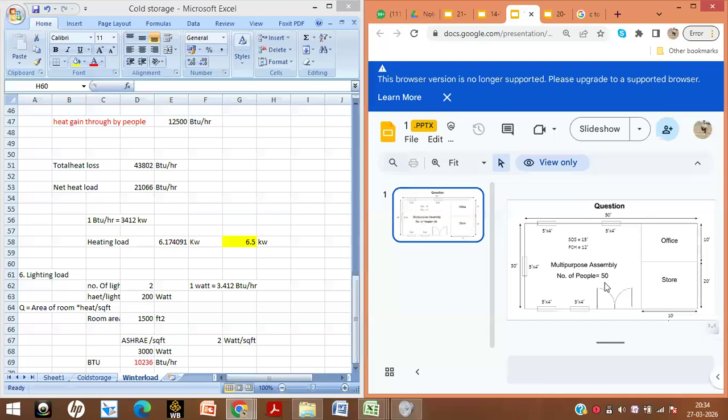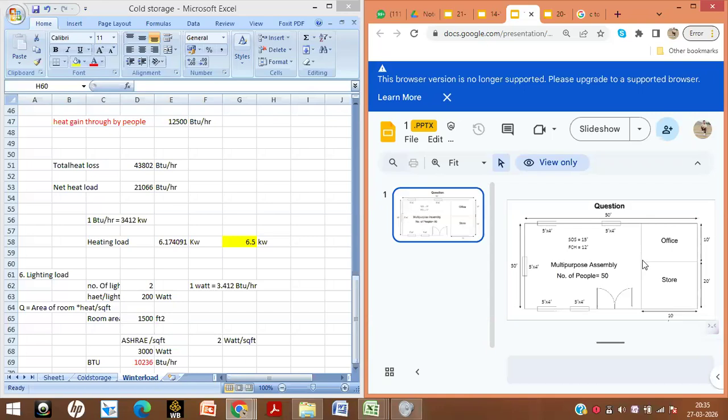For this problem we have considered an instant position. For separate loads we can calculate, but what we can do is design for the maximum condition. For this room, if we have 50% occupancy, at the maximum condition only we have to design. So for 50%, this much load is required.